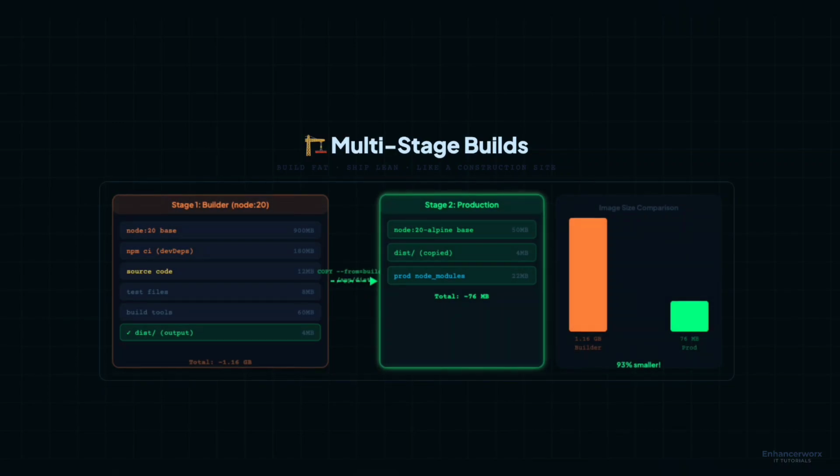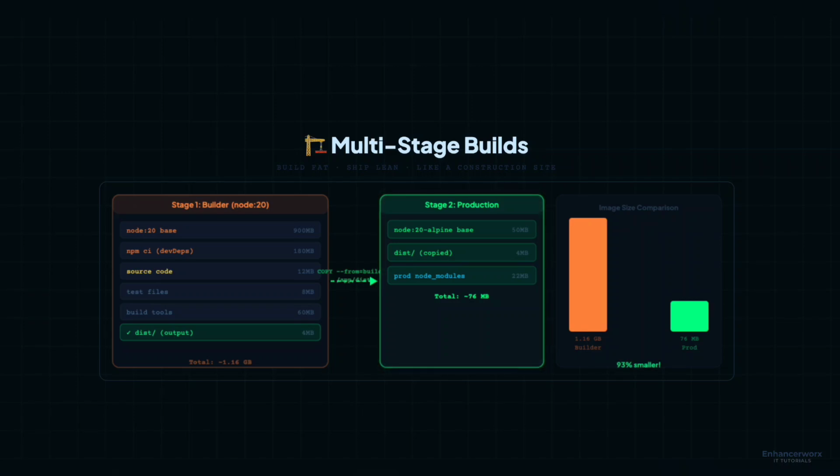Imagine building a house. You need scaffolding, power tools, and construction materials. But when you deliver the house, you don't include the scaffolding, just the finished structure. Multi-stage builds work the same way. Stage 1 installs all build tools and compiles your code. Stage 2 starts fresh with a tiny base image and copies only the compiled output. The build tools never make it to production.